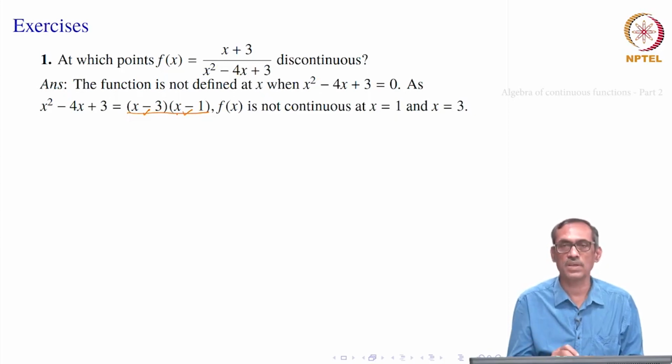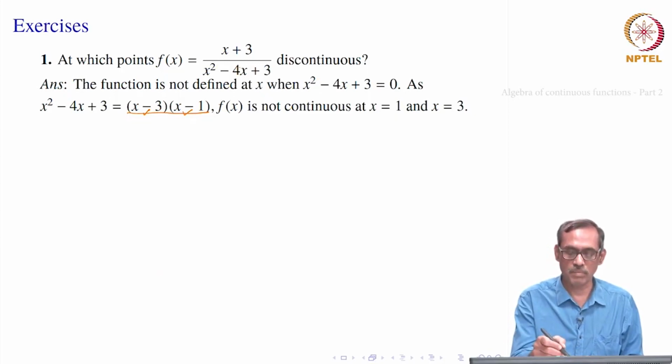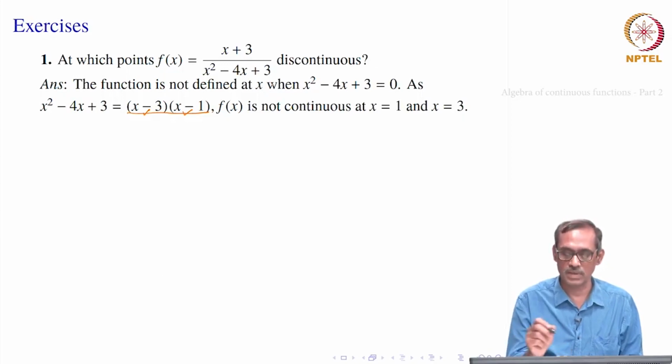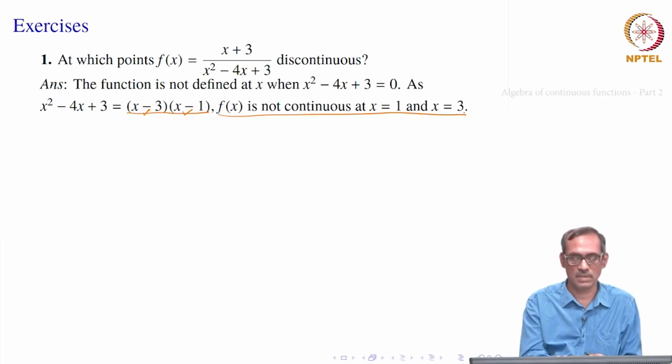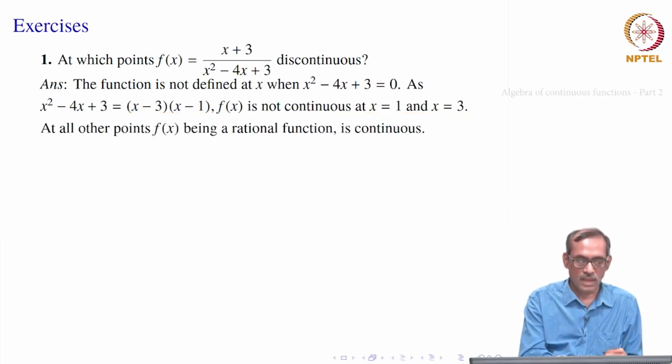Obviously, at these points it is not continuous, but these are polynomials. So, it is a rational function, it is continuous everywhere else wherever it is defined. That is how we get f of x is not continuous at x equal to 1, x equal to 3. Everywhere else it is continuous. Okay.